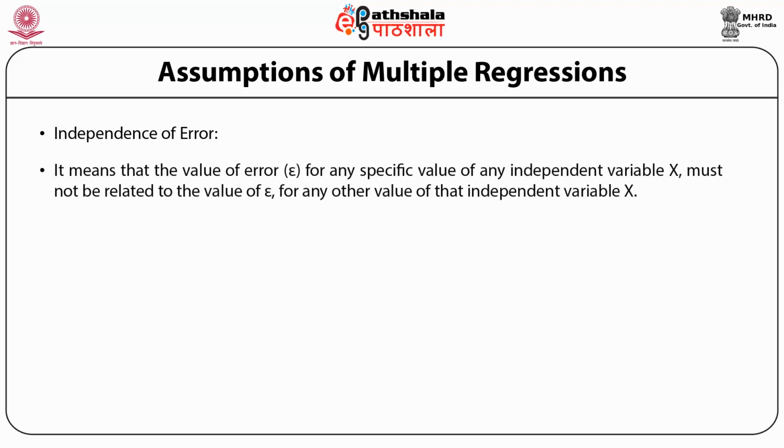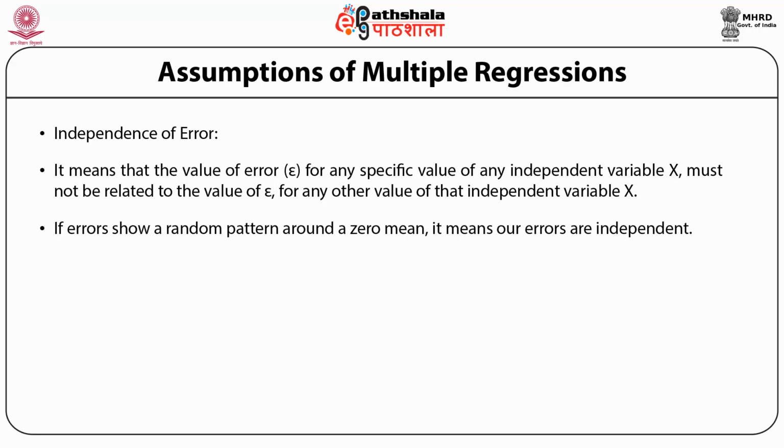It means that the value of error for any specific value of any independent variable x must not be related to the value of the error for any other value of that independent variable x. This is also known as autocorrelation. For this, errors are plotted on the y-axis and observation order on the x-axis.